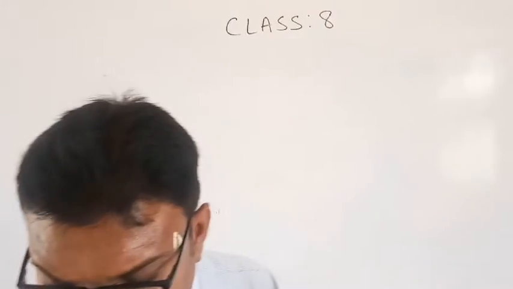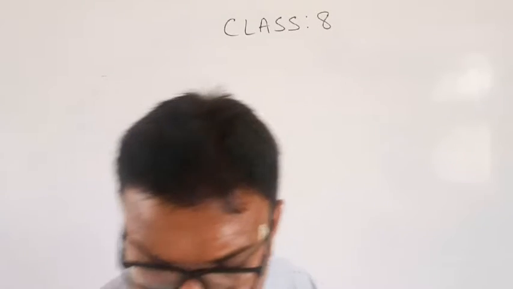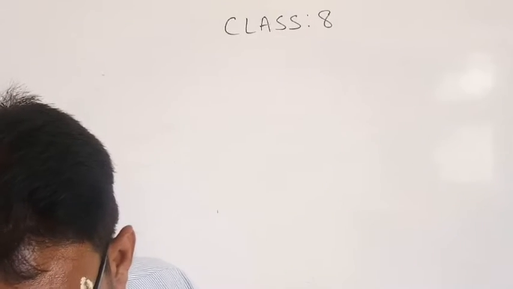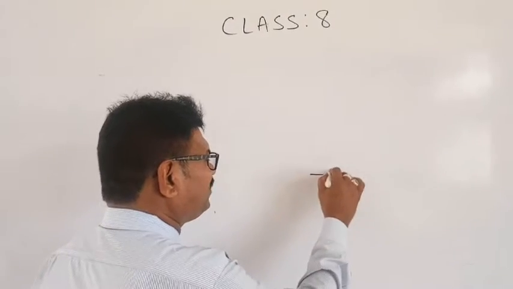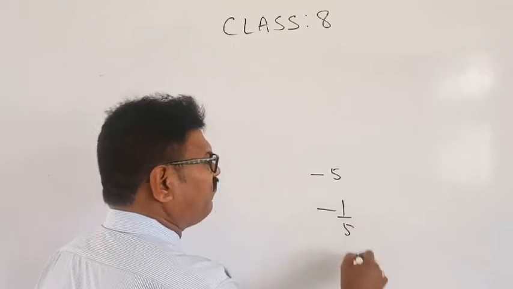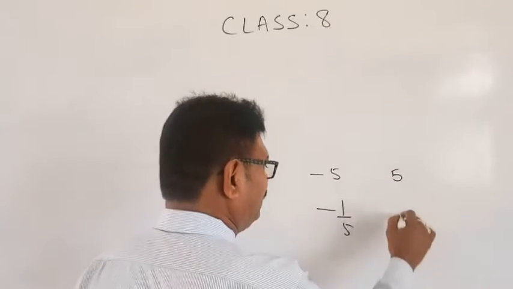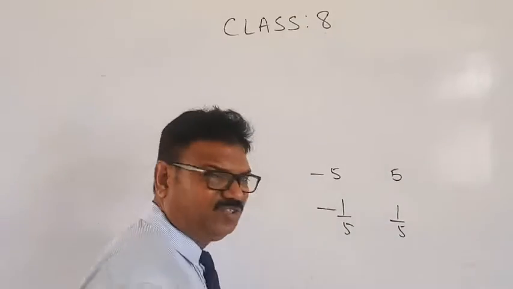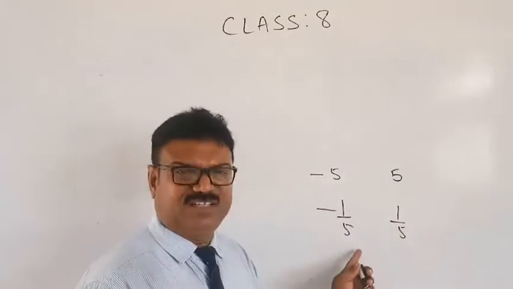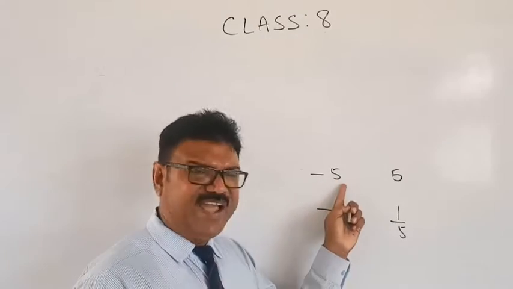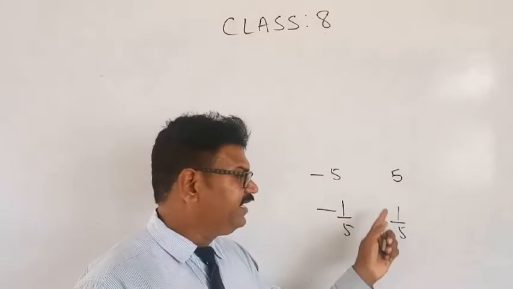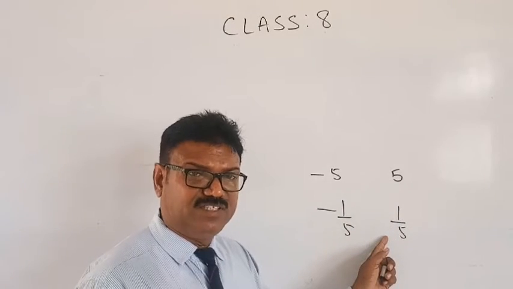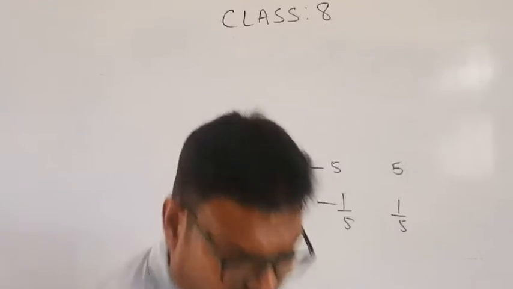And the third question, the reciprocal of minus 5. If it is minus 5, it is minus 1 by 5. If it is 5, it is 1 by 5. Reciprocal is 1 by that number, that much only. Did you understand? Yes. Next question.